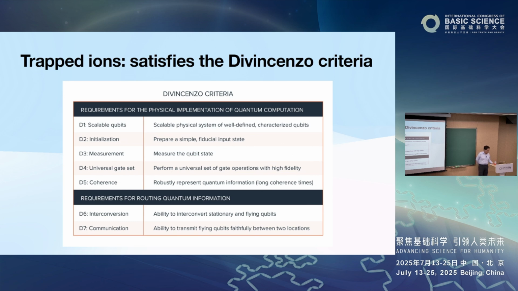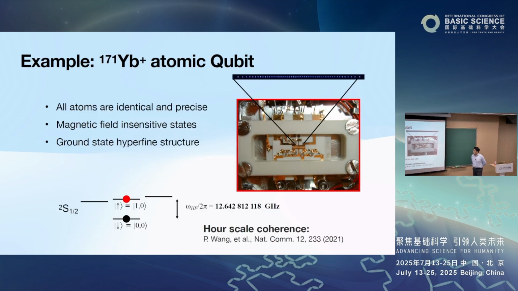It satisfies all of these. So how does this system work? Just very brief atomic physics, so bear with me. All the atoms are identical and precise, and that is because we use, for example, ground state energies.